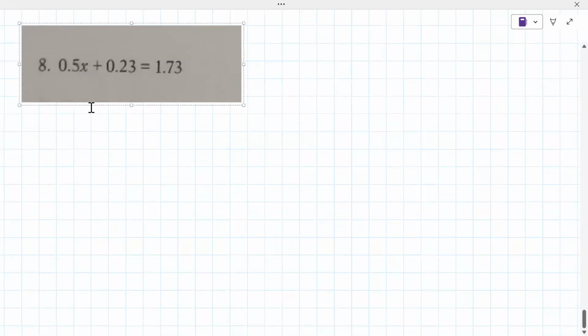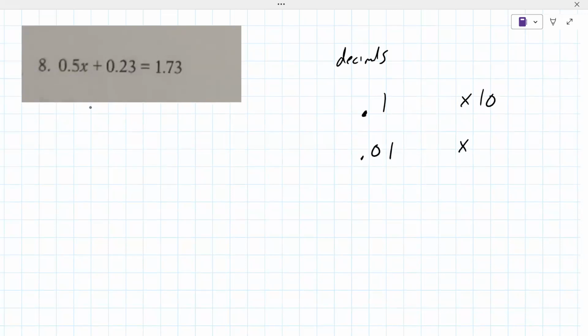Next problem here. So the problem here is you have decimals. If your biggest decimal is 1 decimal place, you would multiply by 10. If your biggest decimal is 2 decimal places, you multiply by 100. How many decimal places do you have in each of these positions?